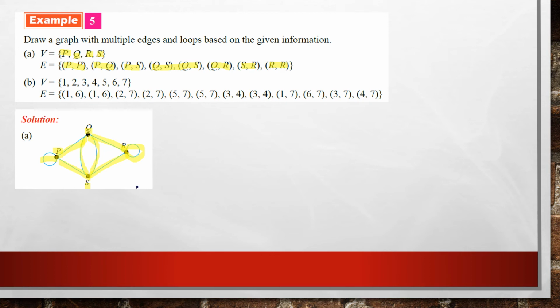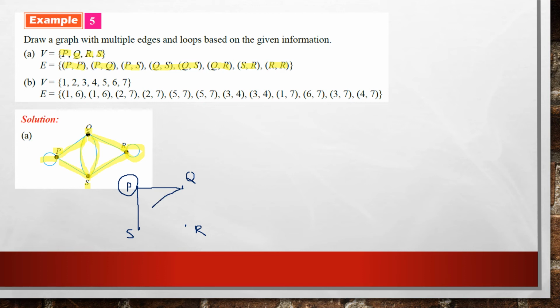Okay, you have P here. Then Q, R, then S. You want to draw in form of a square, also can. So PP, you draw a loop. Then you have PQ, so you draw a straight line. Then PS, you draw a straight line here. Then QS, multiple edge.